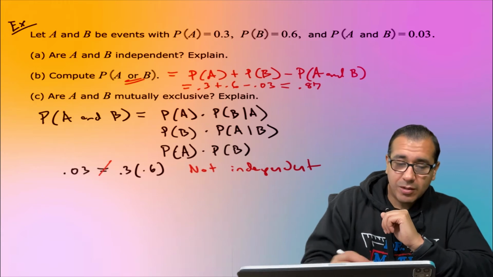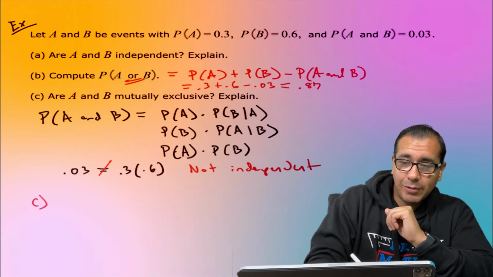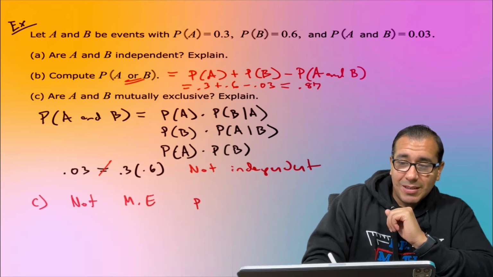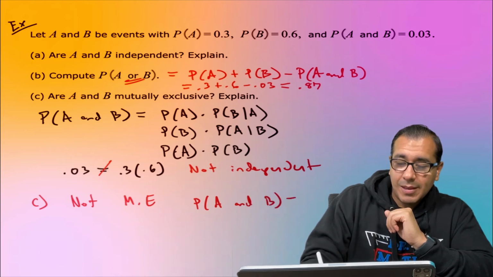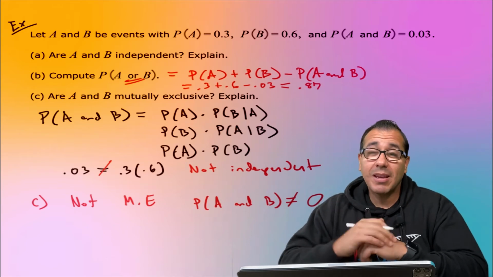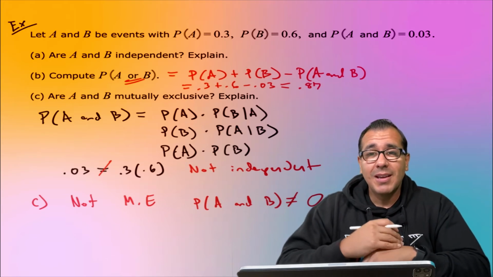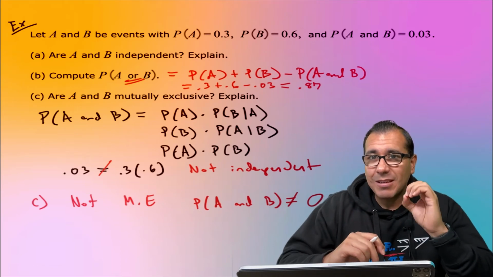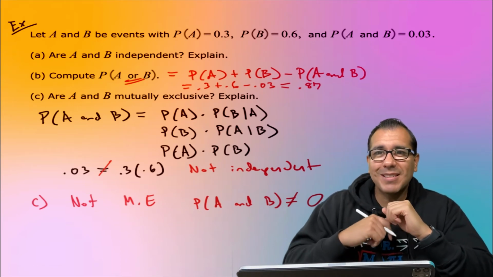No. Right? So for part C here, let me write it down for you. They are not mutually exclusive, and the reason is because the probability of A and B does not equal 0. So make sure you have that down. If they were mutually exclusive, the probability of both of them happening would have to be 0. All right, follow me to our next example.